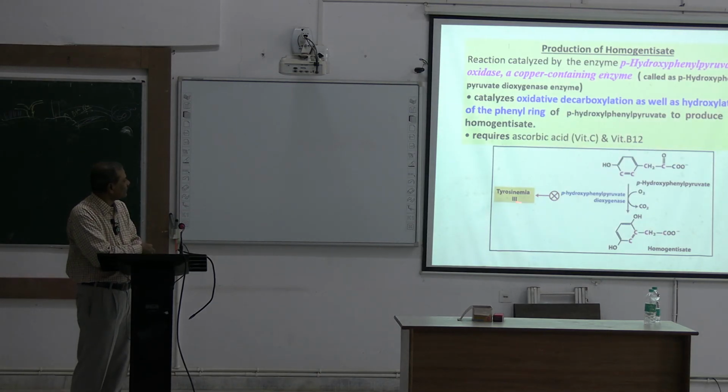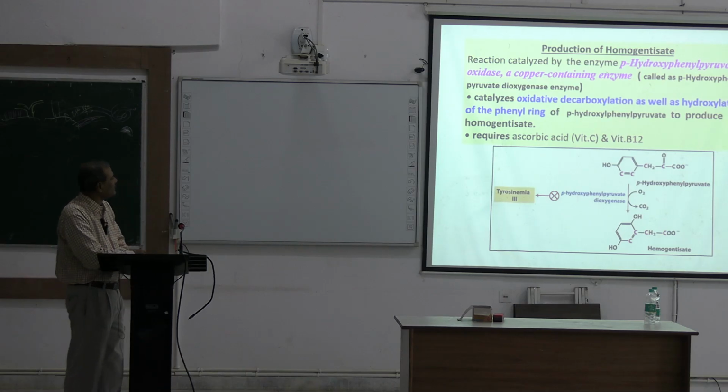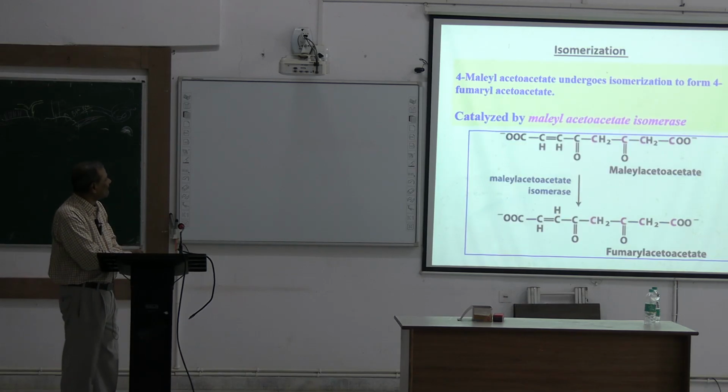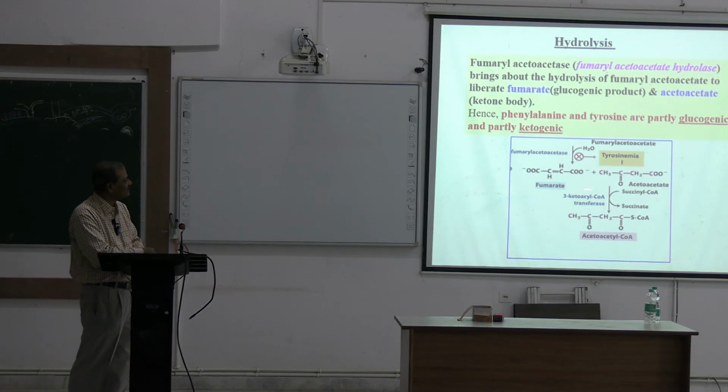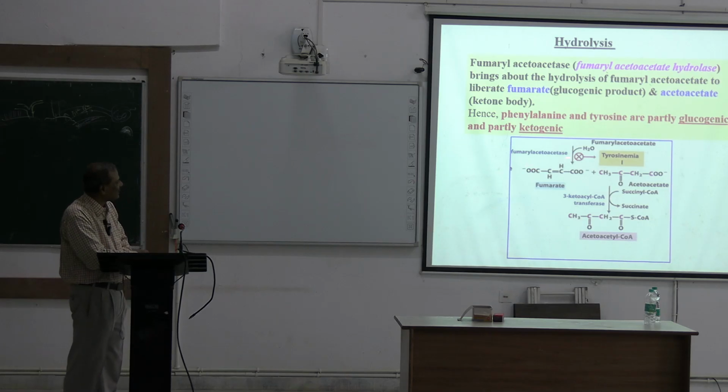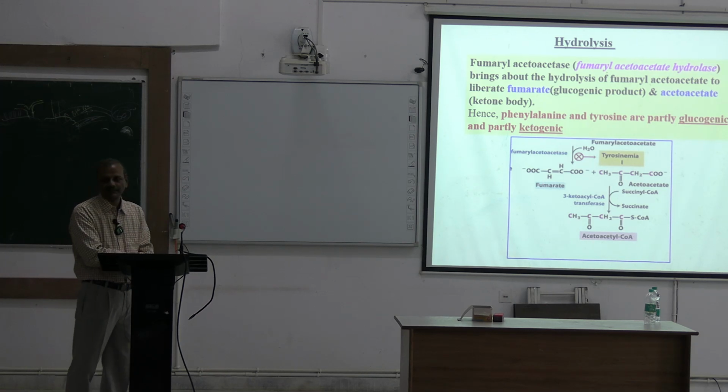So another copper containing enzyme is phenyl hydroxypyruvate. The previous stage to the next stage is homogentisate. That is Tyrosinemia 3. So the last stage is important. At the end, this fumarylacetoacetase, or fumarylacetoacetate hydrolase, basically breaks down fumarylacetoacetate to fumarate and acetoacetyl-CoA.